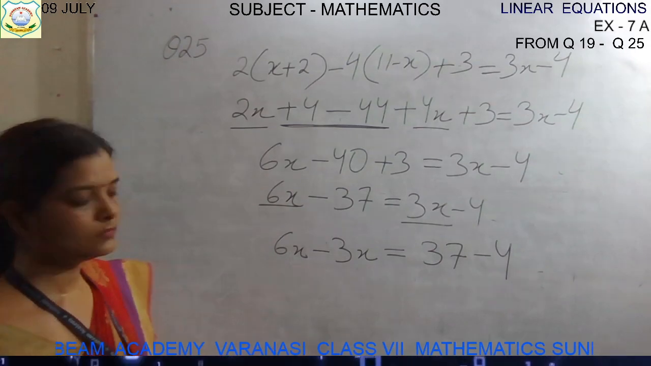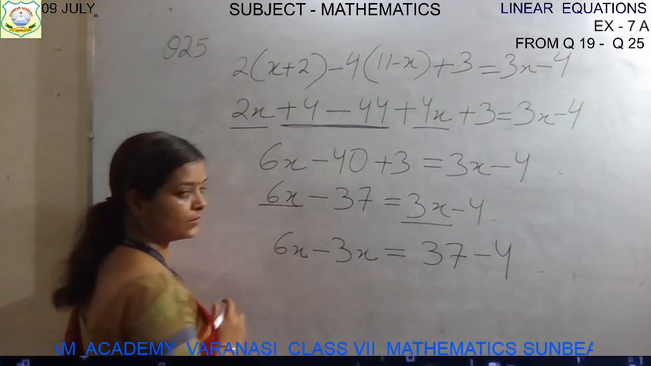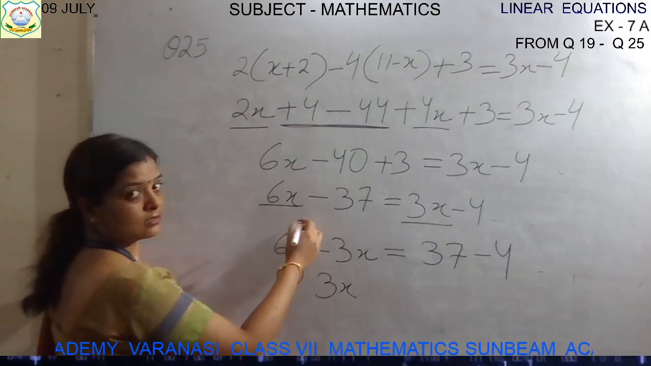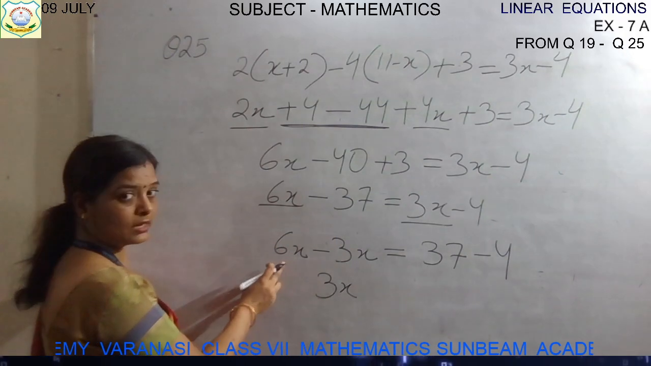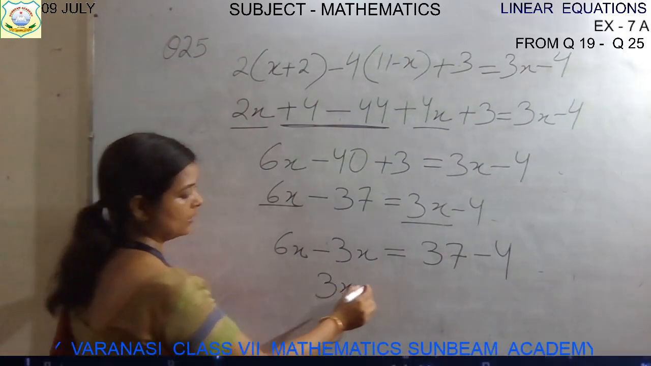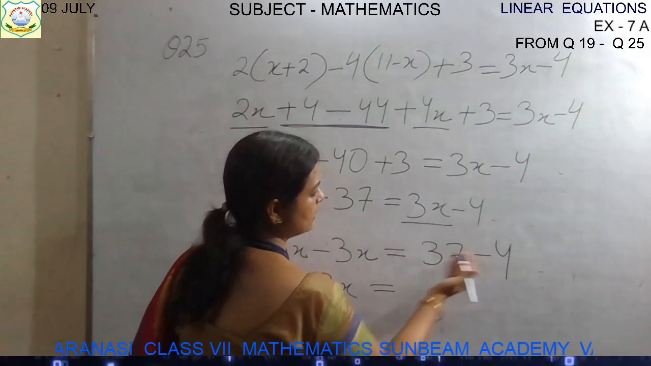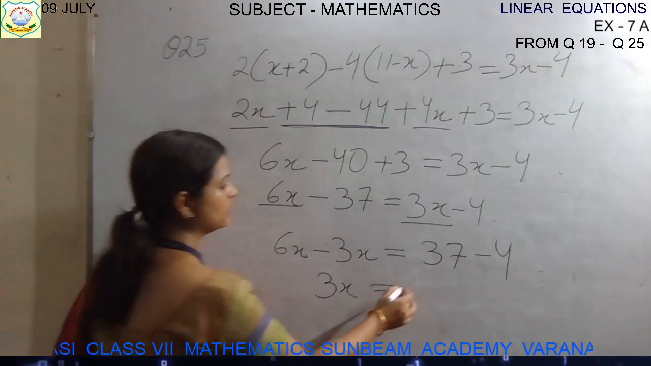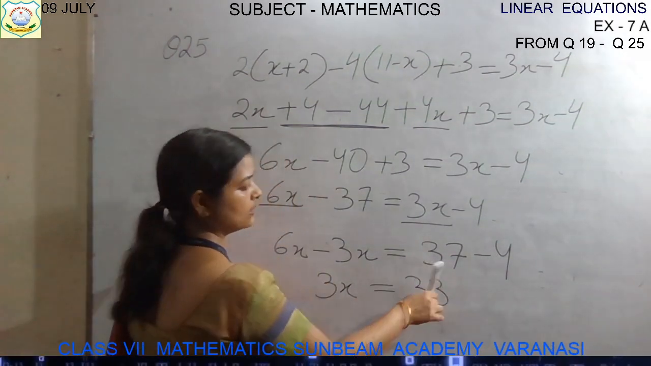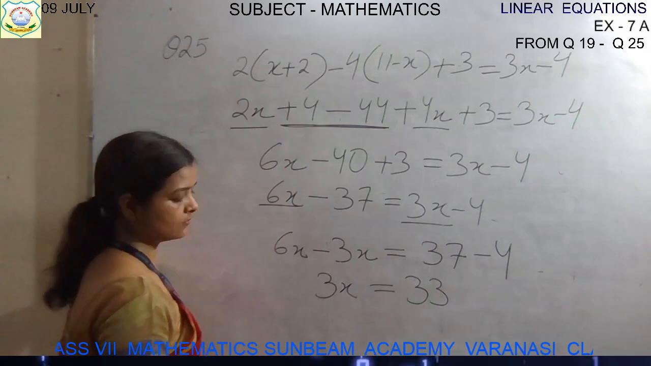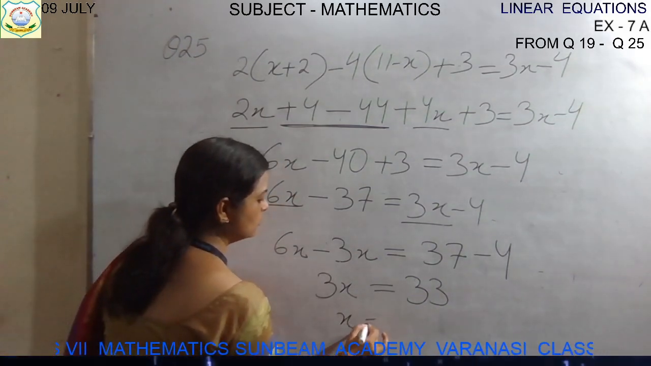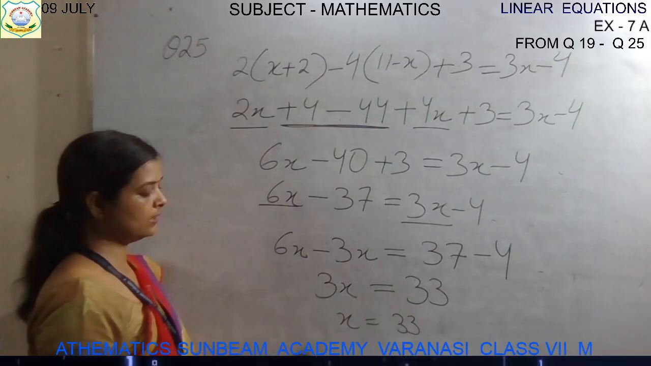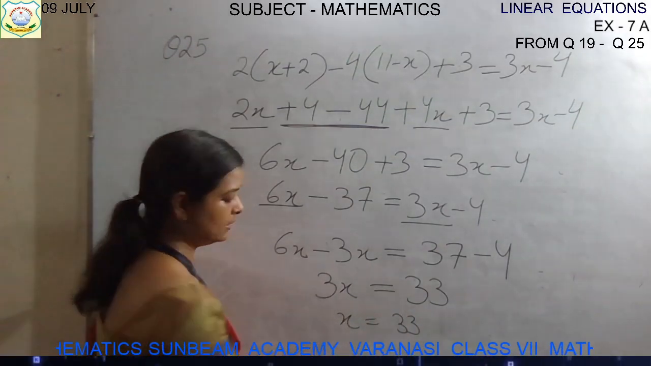Clear? Now next step, 6x minus 3x. 6x minus 3x is 3x. The 6 number is bigger and its sign is positive, so positive will come. That is equal to 37 minus 4. How much, children? Come on. 37 minus 4 is 33. Positive 33, because this is the bigger number. Now, 3x is equal to 33 and this 3 will transpose to the RHS. Here it is in multiplication, so it will go for division.